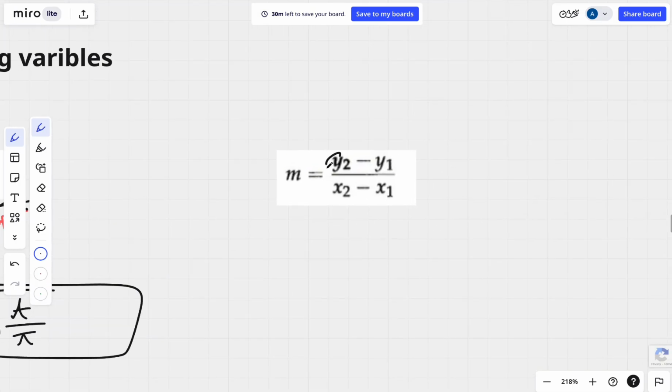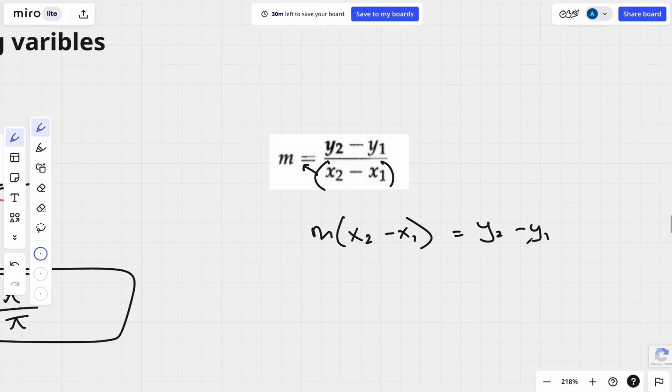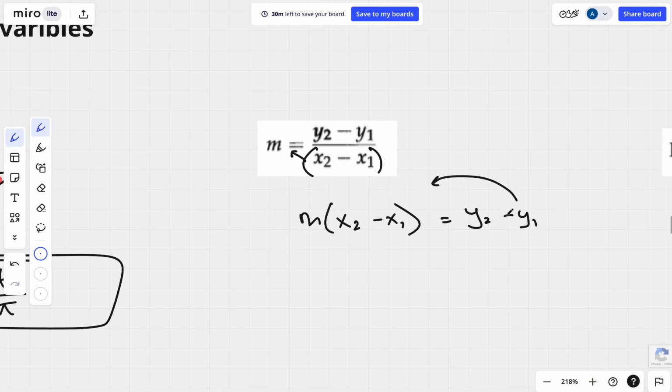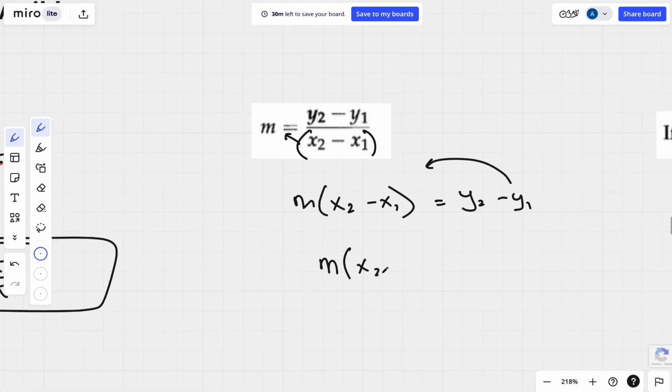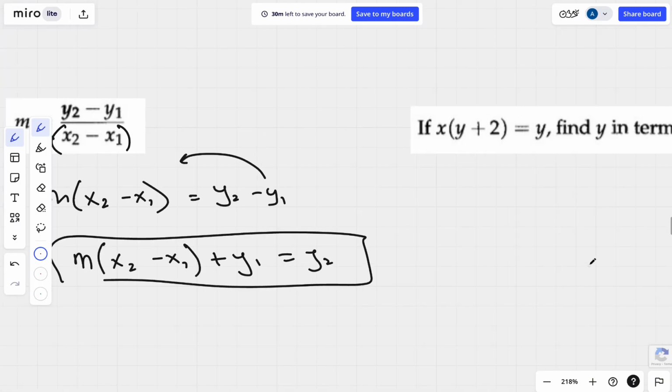In the second one, we need to find y2. To solve for this, we can take this up to m, which means we get m times x2 minus x1 is equal to y2 minus y1. We need to find y2, which means the y1 goes to the other side. It's negative y1, which means on the other side it becomes positive y1. So m(x2 minus x1) plus y1 is equal to y2. That would be your answer.